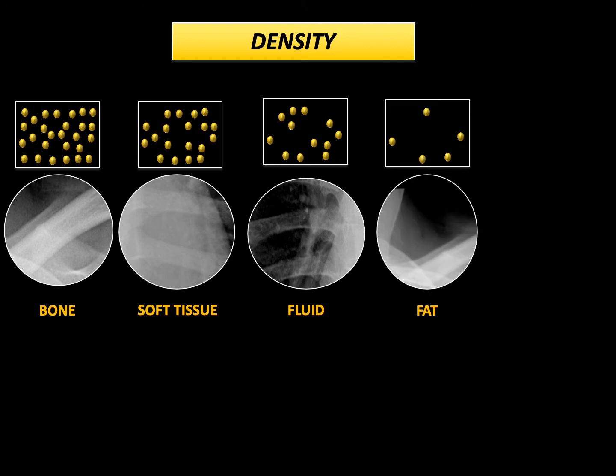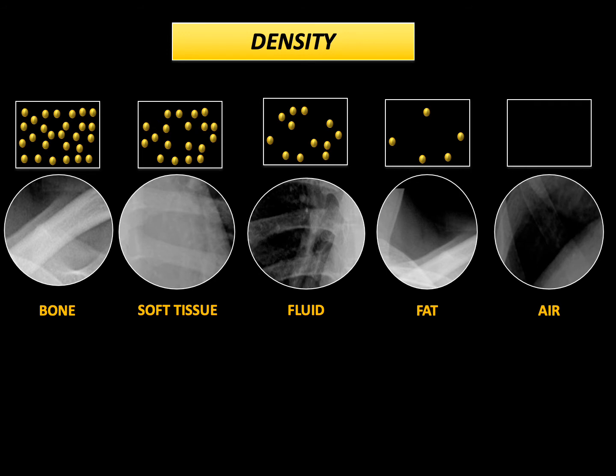Coming further, you will have fat, which will have a dark gray appearance because the density of fat is much lesser than that of the fluid or the soft tissue, hence it will appear dark gray. And the least dense structure is the air. Air hardly has any density, hence it will not absorb any of the X-rays, and most of the X-rays that pass through air are going to cause blackening of the X-ray.